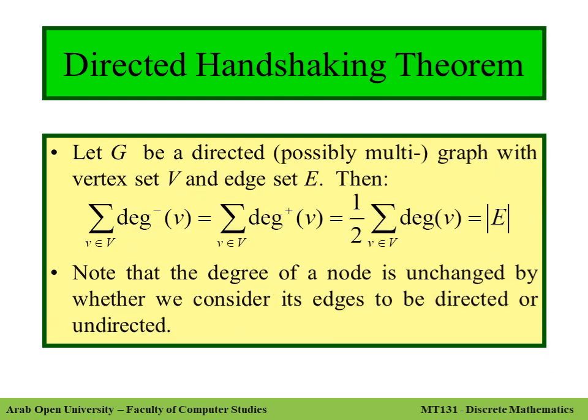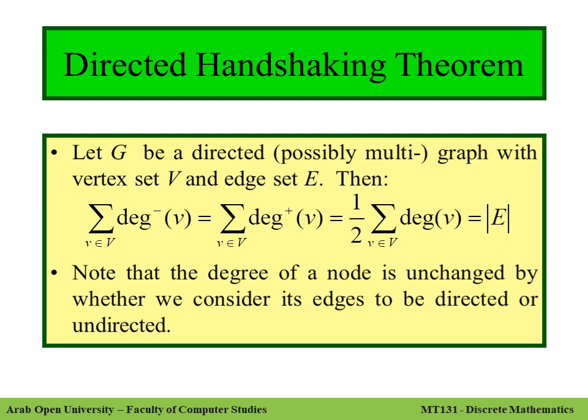The handshaking theorem for directed graphs. Again, G is a directed graph, possibly a multigraph. V is the vertex set, and E is the edges. What the handshaking theorem says for directed graphs is that the sum of in degrees of all vertices is equal to the sum of out degrees for all vertices. This is half of the total degrees, which is equal to the number of edges.